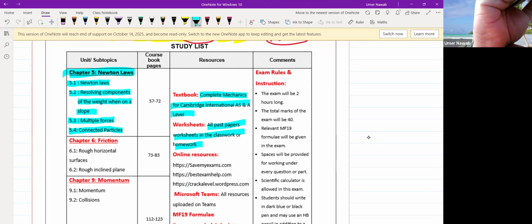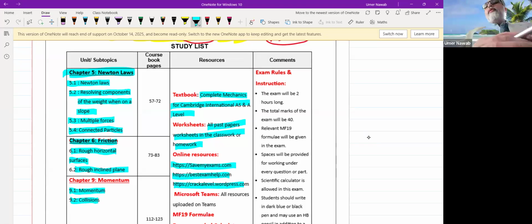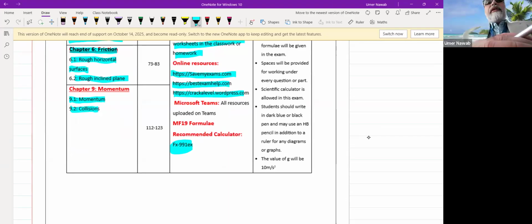We have chapter number 6, friction, rough horizontal surfaces and inclined plane. Last is momentum and collisions, in which the collision situation is also included in the final exam. Many resources are mentioned over here for you if you want to do some extra practice. Don't forget, you need to bring your calculator, FX99 VN EX recommended, to the final exam.